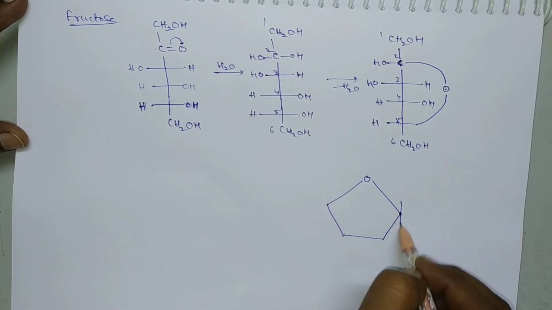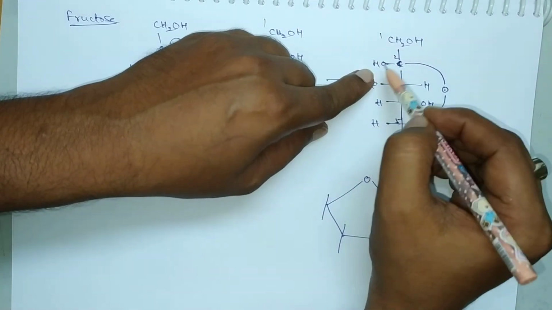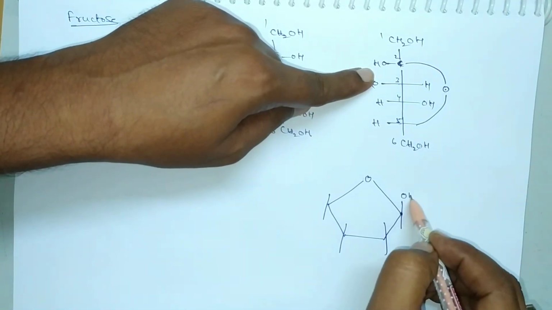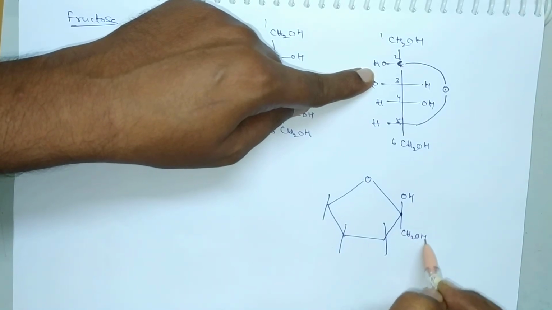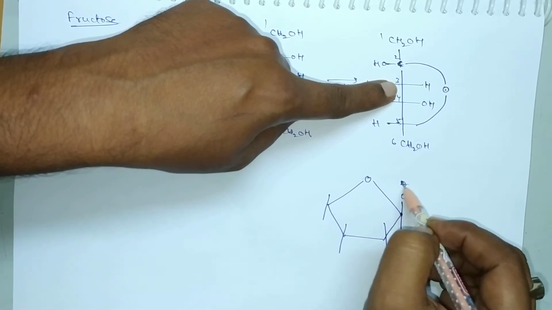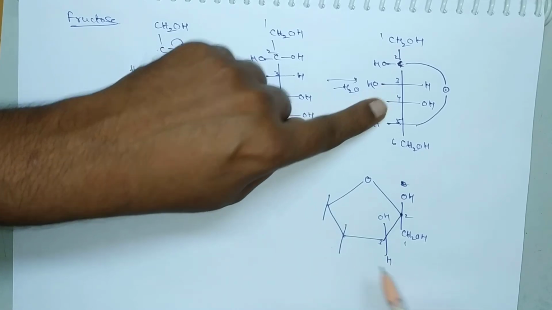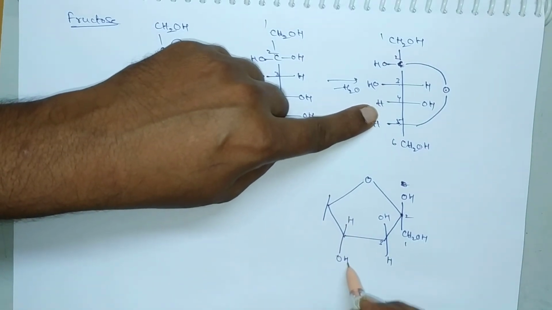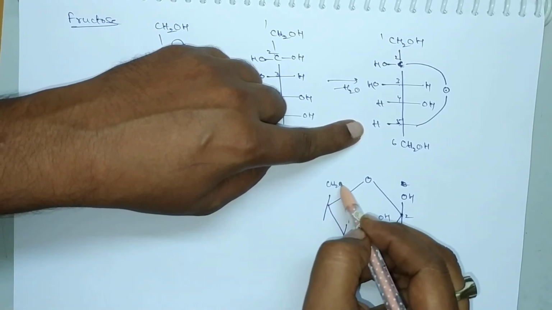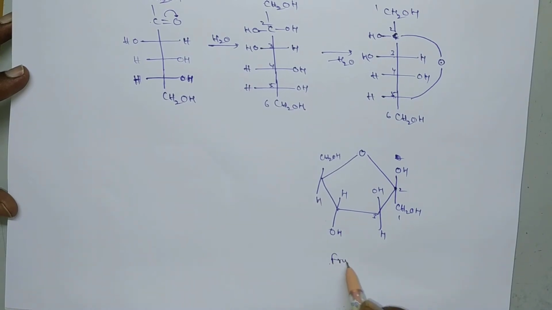So on this second carbon, there are two groups. We have to arrange the groups. So on the second carbon, OH is present at the left hand side, so it should be presented above the plane. So here OH and CH2OH. On third carbon, so this is first and this is second carbon. On third carbon, OH and H are there. So H and OH. Again, this should be interchanged. So CH2OH and H. So this is the structure of fructose.